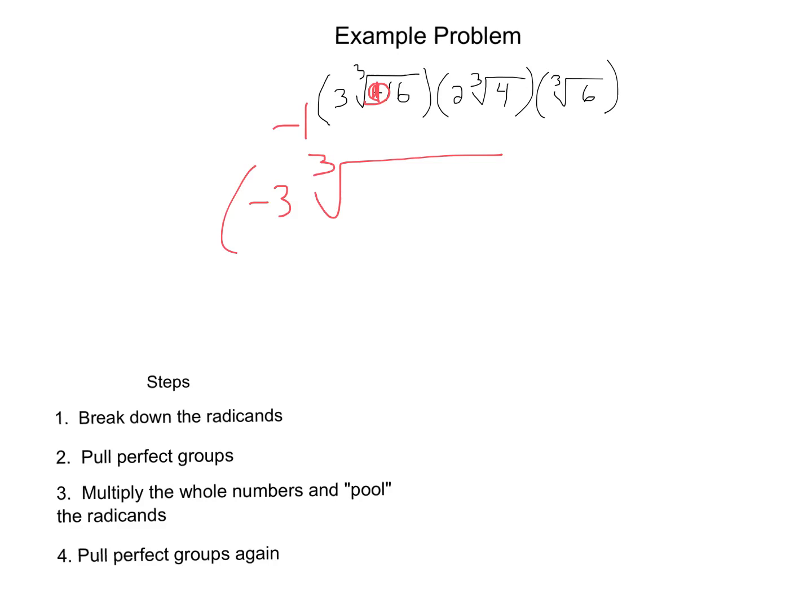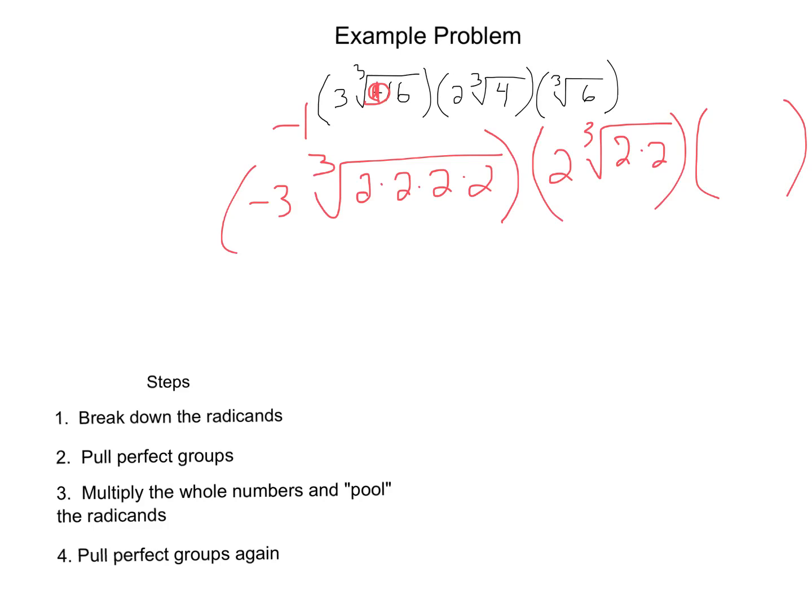All right, so we're going to have, when we break this down, -3 cube root. Now 16 is 8 and 2. We know 8 is 3 2's, with another 2 gives me 16. 4 we know is 2 2's. And 6 we know is 2 times 3. So we break down the radicands.